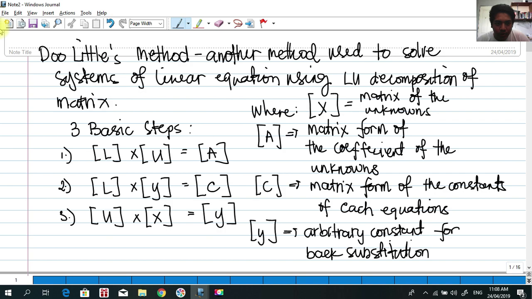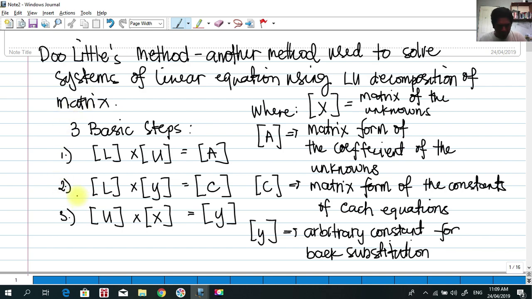Okay, so Doolittle's method basically has 3 steps. The first one: the matrix L multiplied by the matrix U is equal to the matrix A, wherein L and U are the LU decomposed matrices. L is composed of 1s on the diagonal, all the elements below the diagonal are non-zero, and all the elements above the diagonal of this L matrix are zeros. For U, the diagonals are non-zero, the elements above the diagonal are non-zero, and below the diagonal of this U are zeros. Matrix A is the matrix form of the coefficients of the unknowns. Later on, we will have some examples so that you can see.